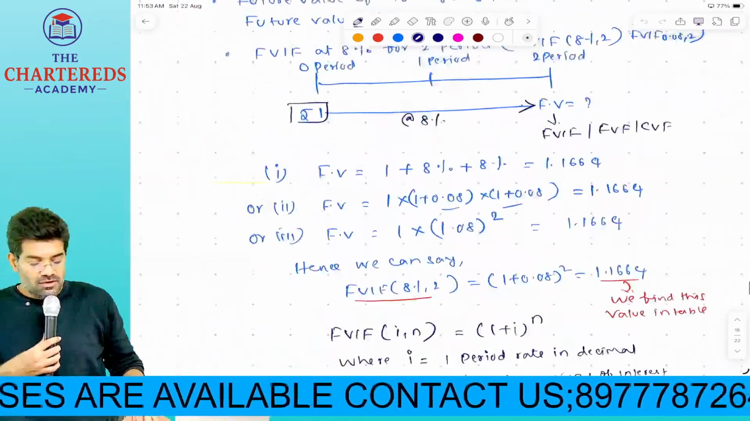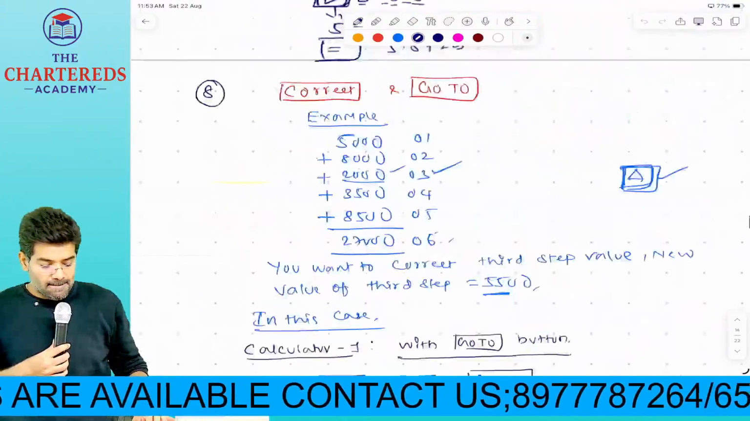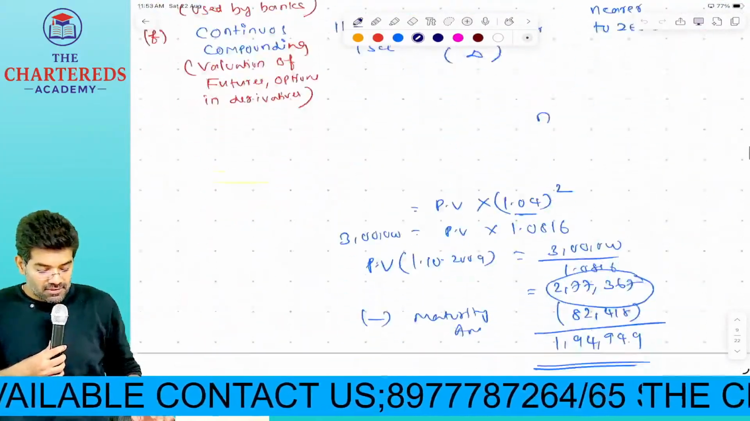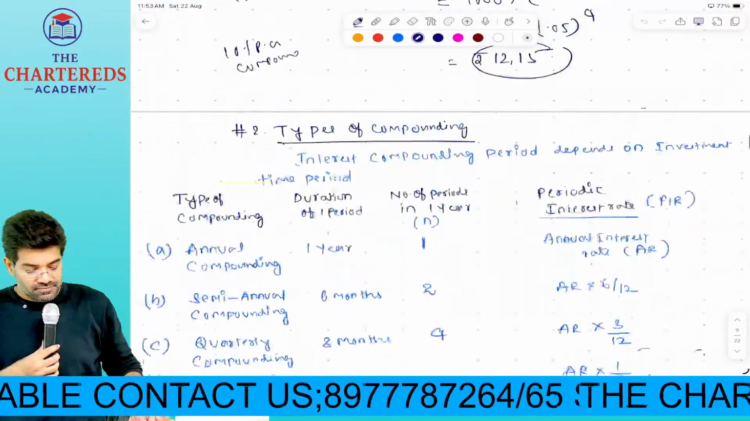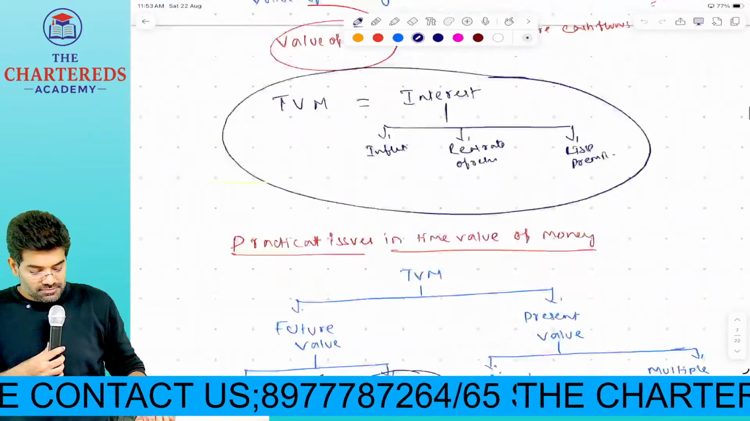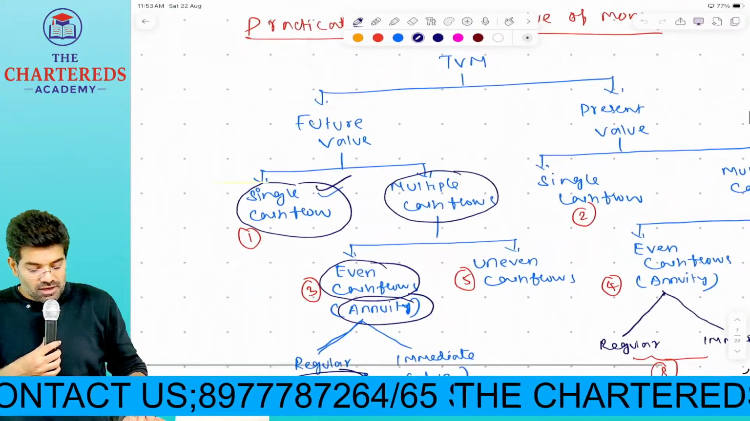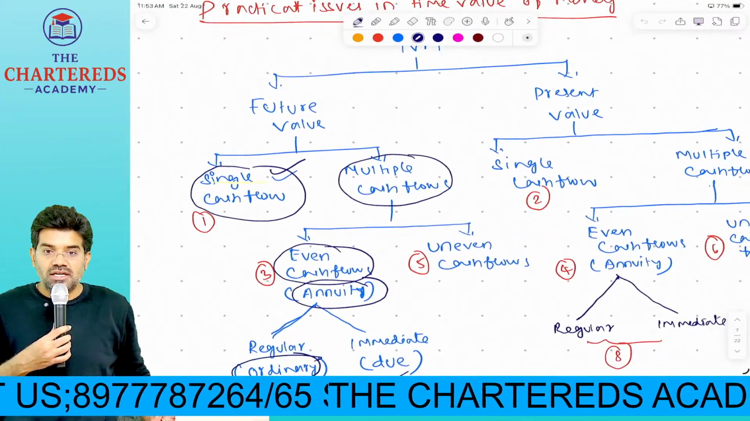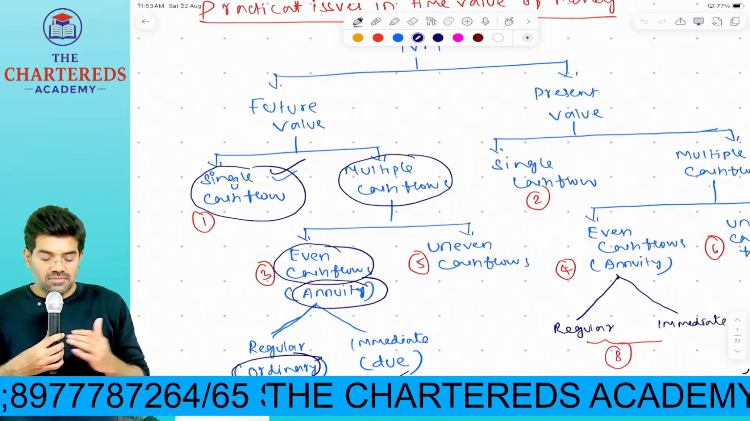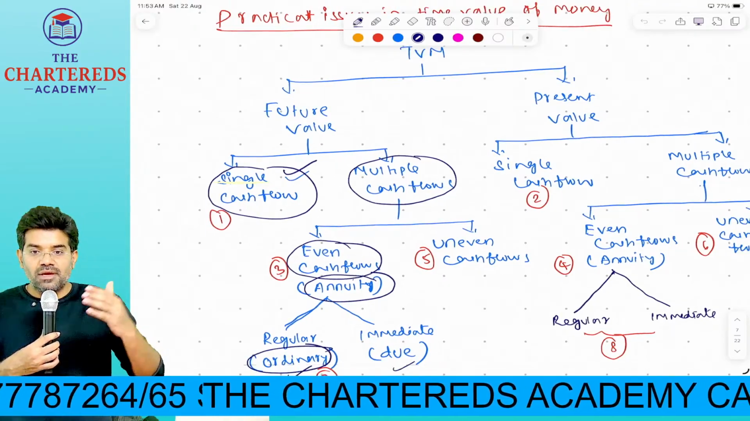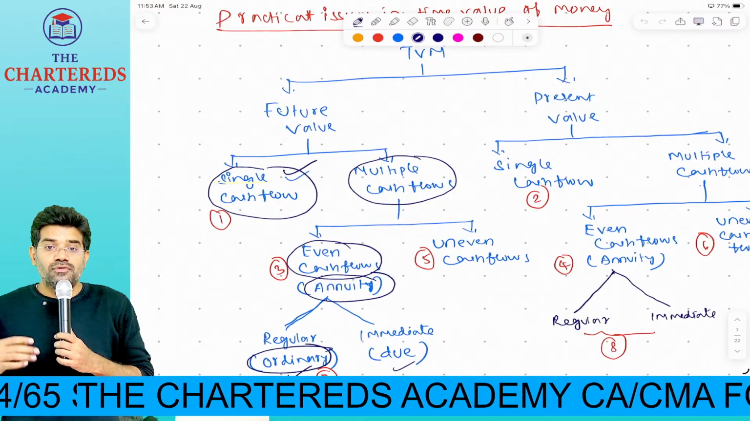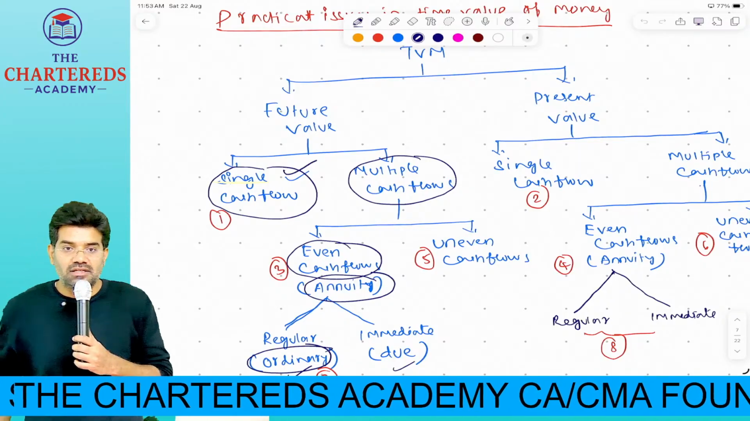So just have a look at the cases for our time value of money. Future value of single cash flow we covered, and also present value of single cash flow. Tell me, how do you calculate future value? With the help of future value interest factor.